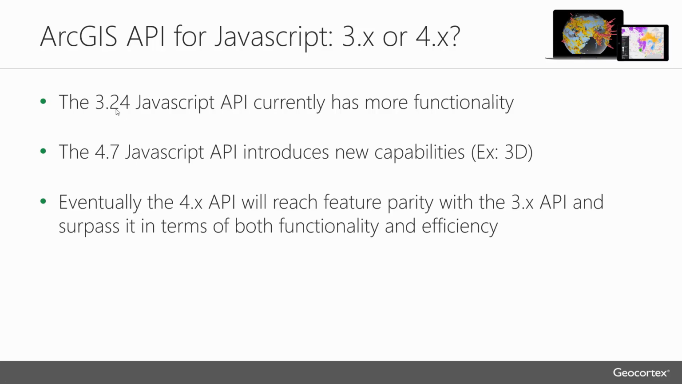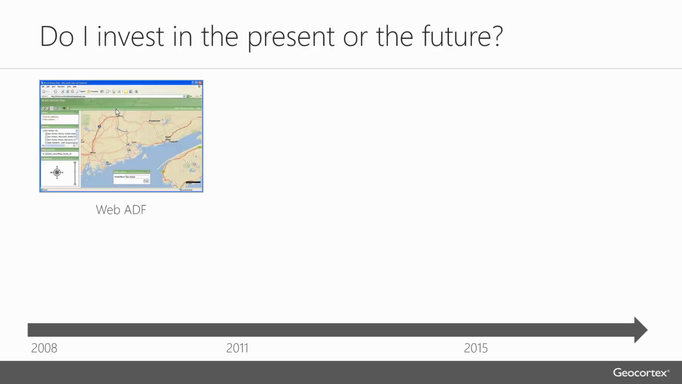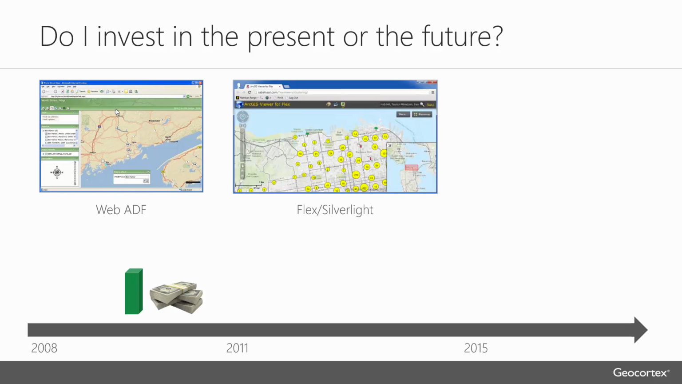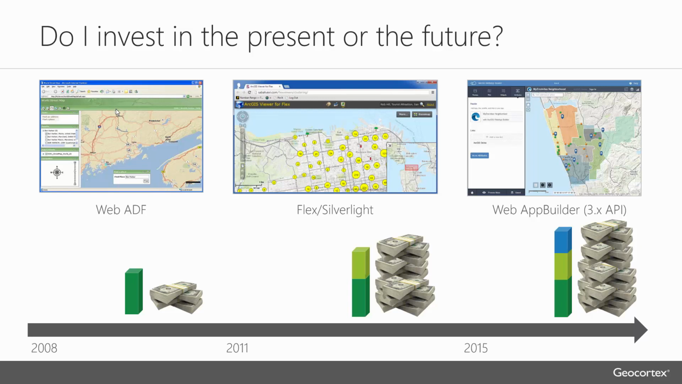It's essentially inevitable. Now, many organizations are contemplating, do I invest in the present or the future? And they've been doing this for a number of years, whether you're going from the Web ADF, investing some money on that for your WebGIS applications, then having to reinvest in that same functionality as we transition to Silverlight, and then even having to reinvest even more when transitioning into HTML5, JavaScript, within Web AppBuilder for ArcGIS. So this isn't something new.